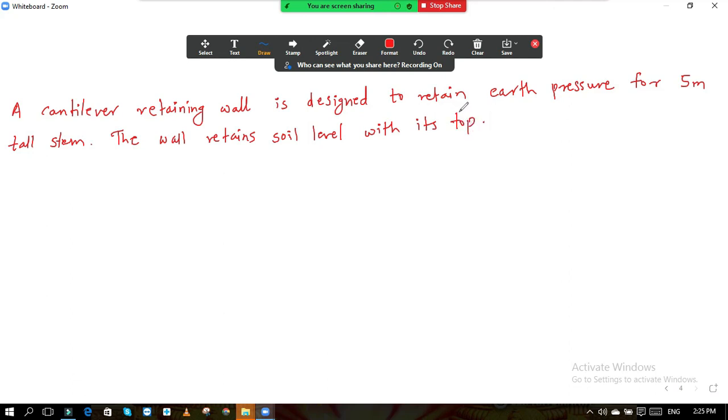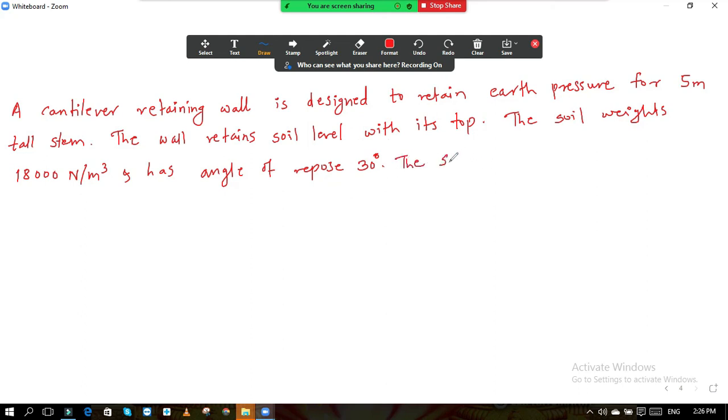The soil weighs 18,000 Newton per meter cube. So the weight of soil, the density, is given, and it has an angle of repose of 30 degrees. So the angle of repose is also given. What is the angle of repose? Phi. The safe bearing capacity of soil is 200 kilonewton per meter square.